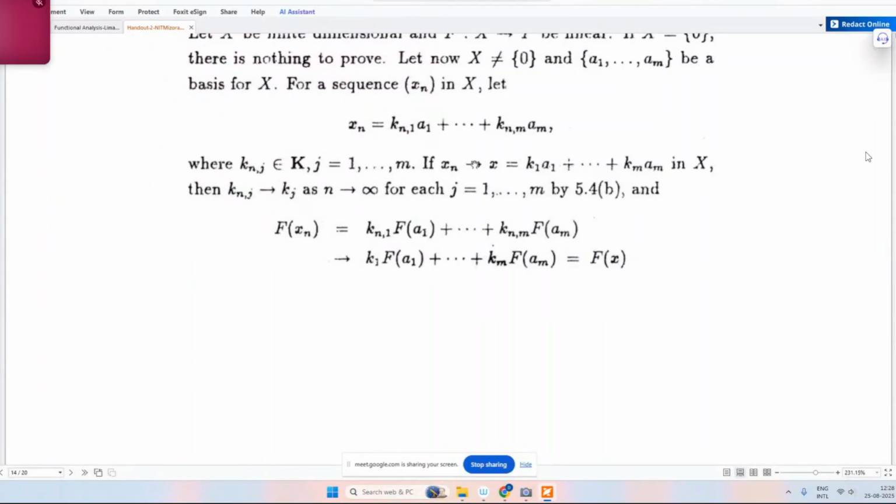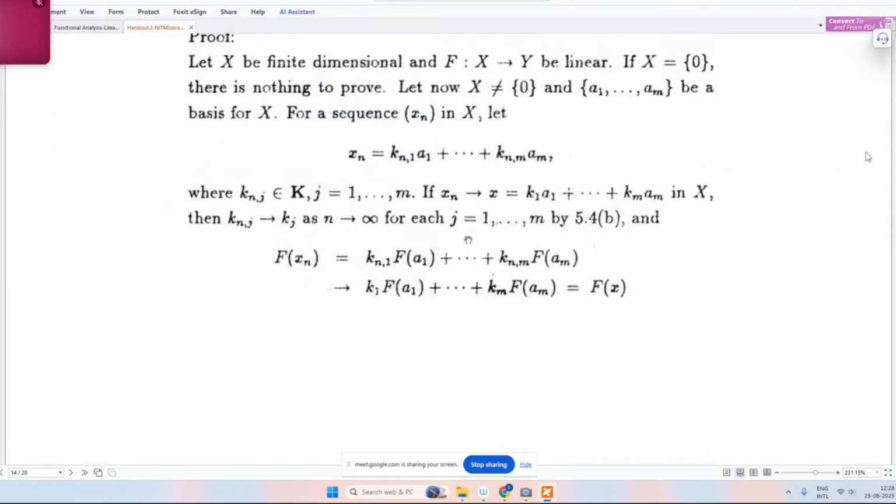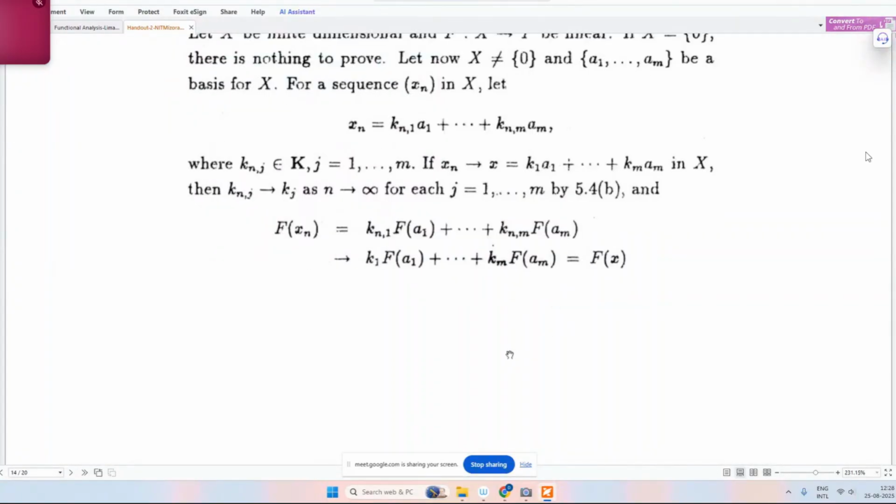So what is it that we want to show? We want to show that f is continuous. What does it mean? If xn converges to x, then we want to show that f of xn also converges to f of x. Suppose xn converges to x, and suppose the coordinates of x are k1, k2, ..., km. Then this knj also will go to kj as n goes to infinity, for j equal to 1 to m.